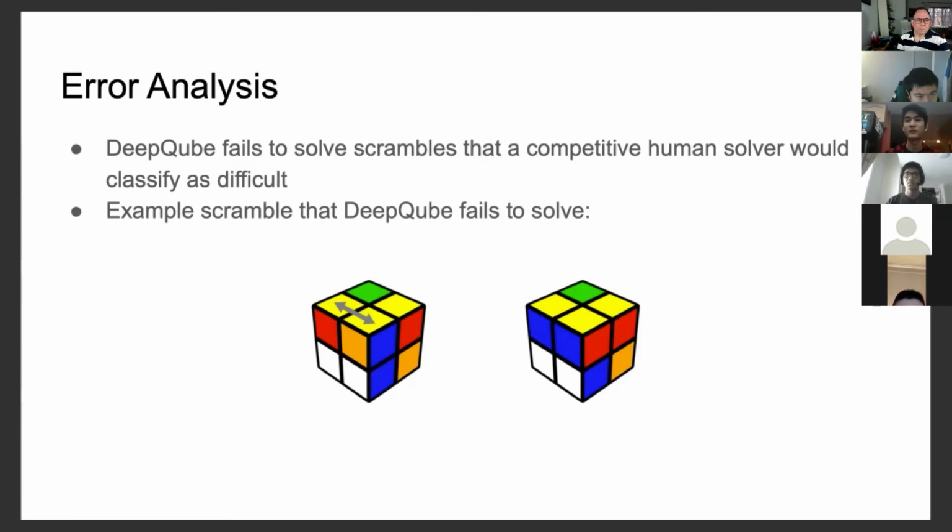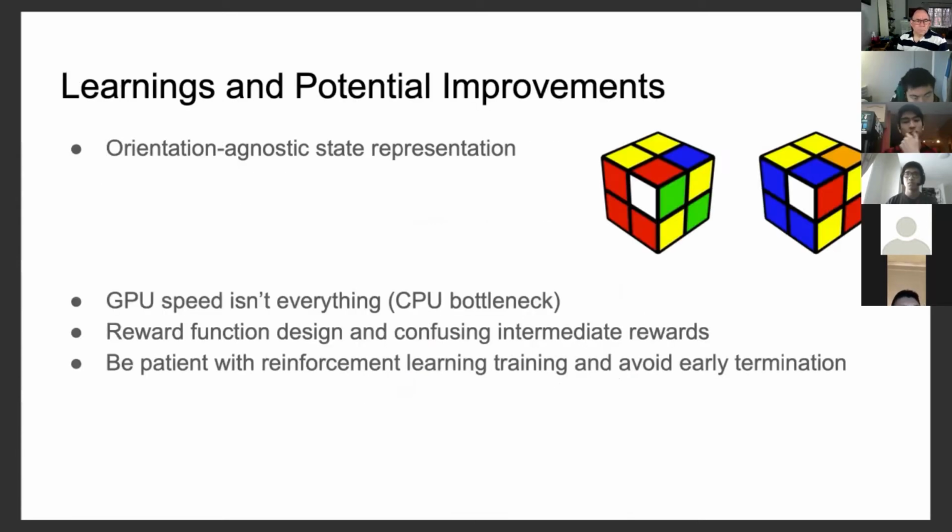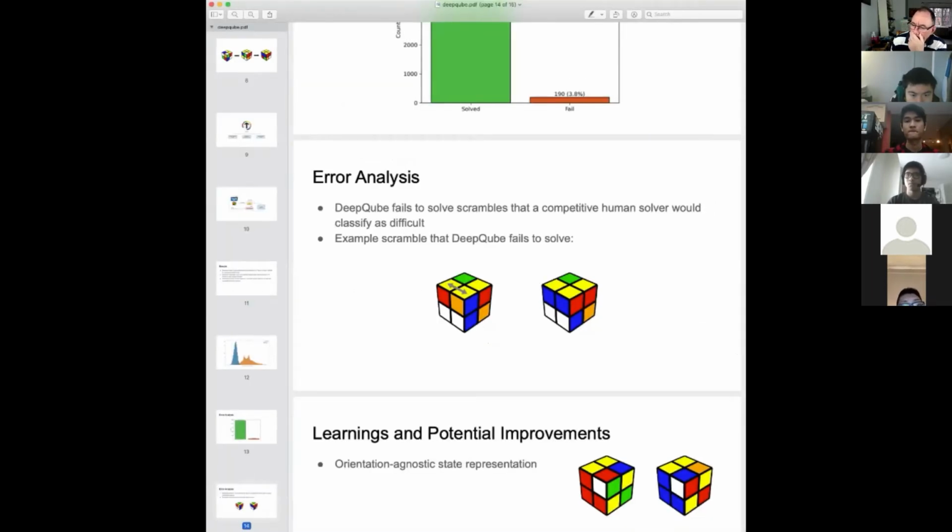Next slide, please. So some learnings and improvements that we could potentially make next time if we do the project again: first, we'd use an orientation-agnostic state representation. As you can see, the two pictures of the Rubik's Cube are actually the same, but have a different orientation. Our current embedding would be different. Also, GPU speed isn't everything, and our reward functions and intermediate rewards can cause our model to repeat moves. And also the reinforcement learning is slow, and we should avoid early termination, like after a couple of thousand epochs.